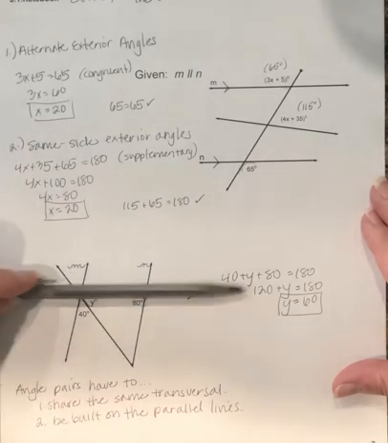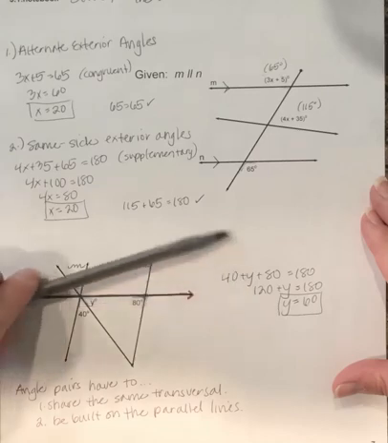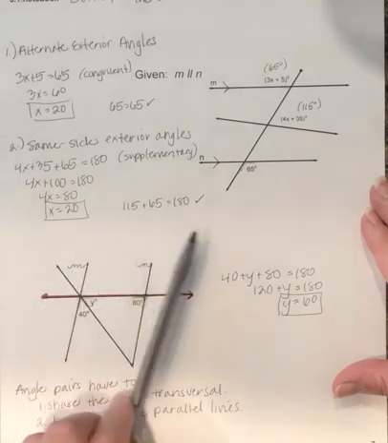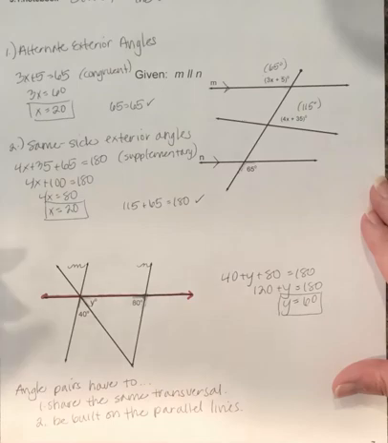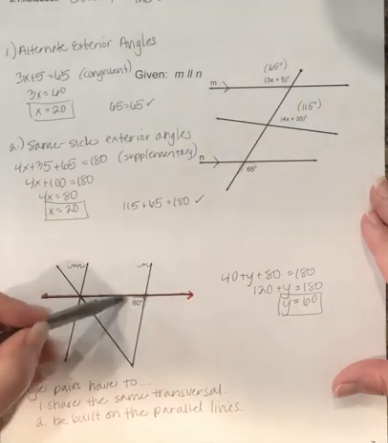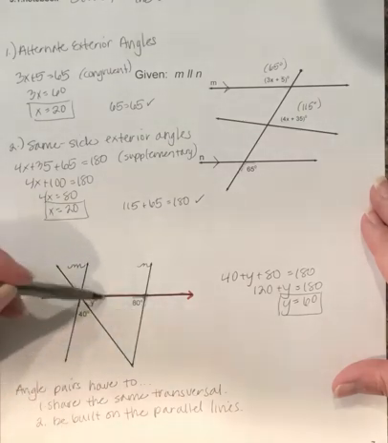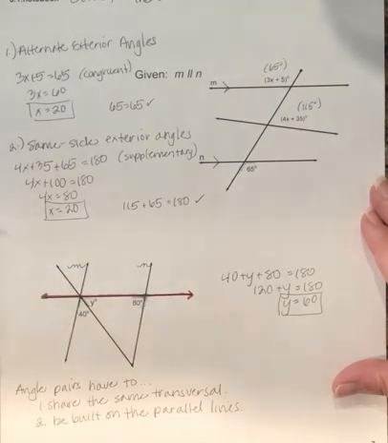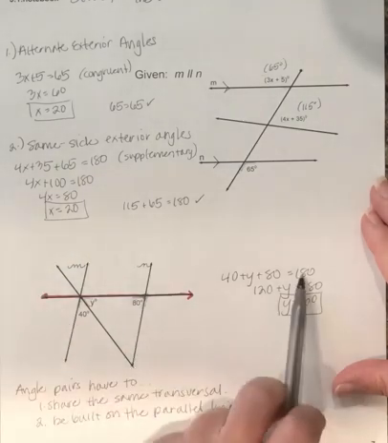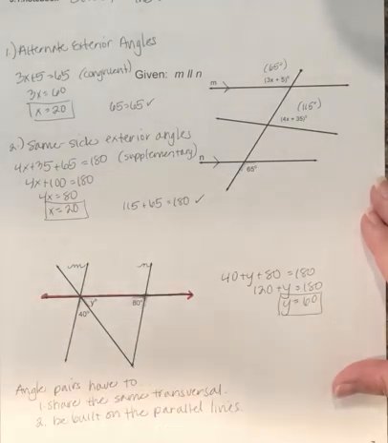But if I look at this transversal here and the parallel lines here, this angle here and this whole angle here are my same side interior angles, and that's the supplementary relationship. Then I get y equals 60.